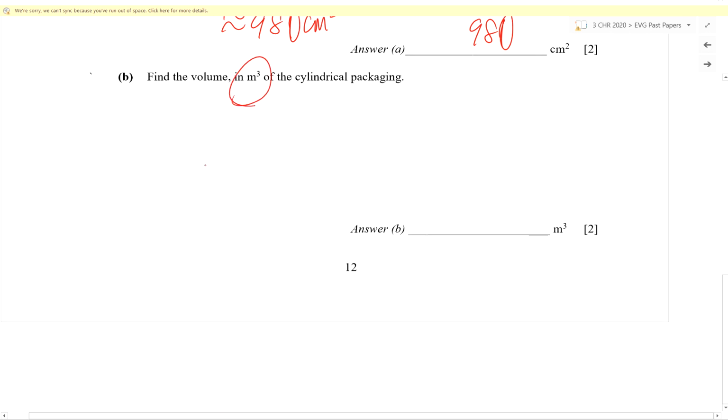So do you know how to convert from cm cube to meter cube? Do you know how to do this? How about this? Are you able to do this? cm to meter. This one you can answer, right? Divide by 100. What about cm square to meter square? Then you divide by 100 square. What about cm cube to meter cube? I divide by 100 cube. So now you know how to convert.